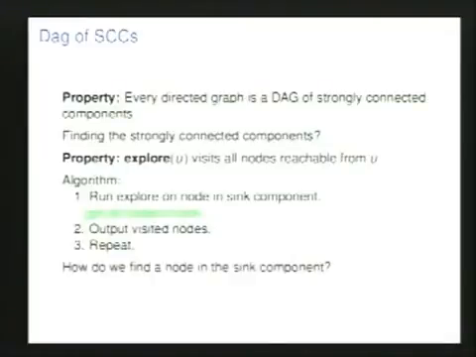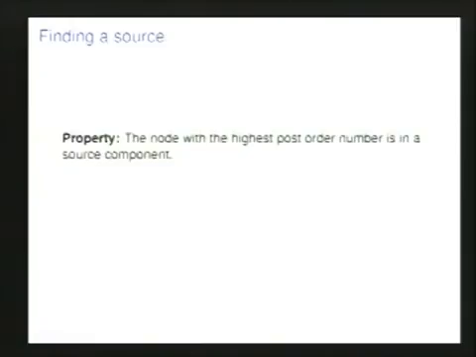Okay, so you output the visited nodes. The question is, how do you find a node in the sink component? It's easy to find a sink in a regular directed acyclic graph. You just look at all the nodes and look at one without any outgoing arcs. There are no sinks in this graph, maybe. Okay?